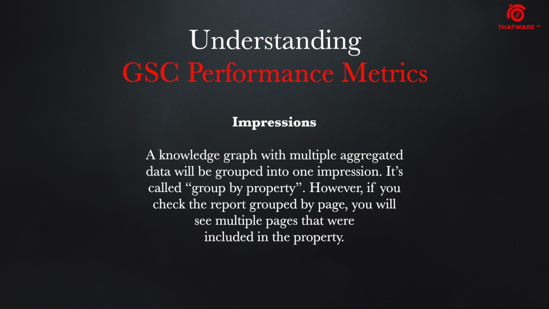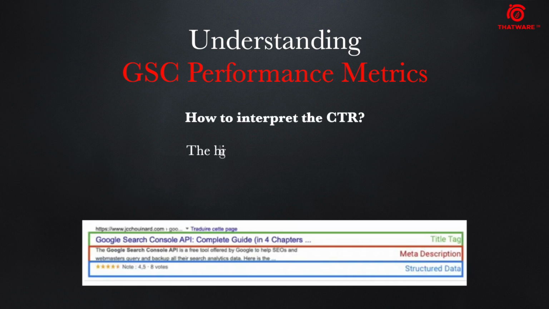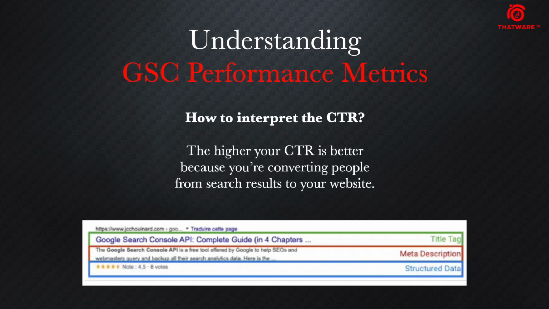So impressions, once again, is a group by property. Any user who is seeing your result in the search engine results page gets counted as an impression. And click-through rate is calculated by the number of clicks divided by impressions, multiplied by 100. The industry average is somewhere between 3% to 5%. Anything more than 5% is great. Anything less than 3% might need some work. So CTR is the best way to increase your clicks.